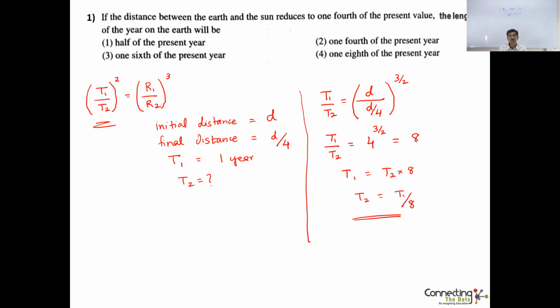That means that the time required for the Earth in its new location to orbit the Sun has now become 1/8 of the present year. And that is the answer. Remember, we started this by using the relationship between the time period and the distance of Earth from the Sun. That's the answer to the first question. Let's go to the next question.